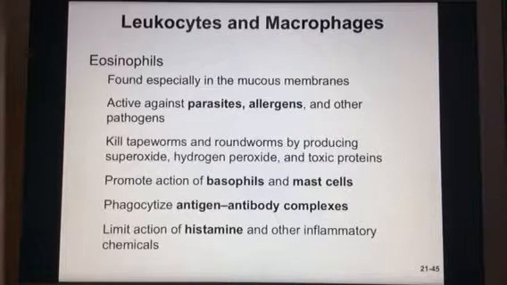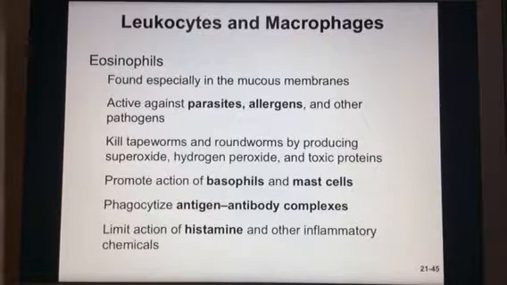The eosinophils are found especially in the mucous membranes. They are active specifically against parasites and allergens. And so they're focusing on killing tapeworms, roundworms. They produce these toxic substances, and they also are able to use phagocytosis against antigens and antibodies.